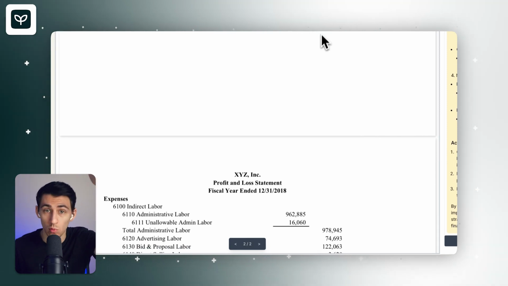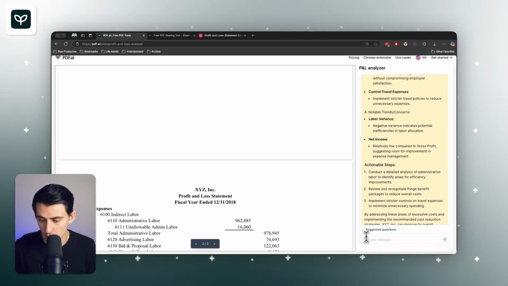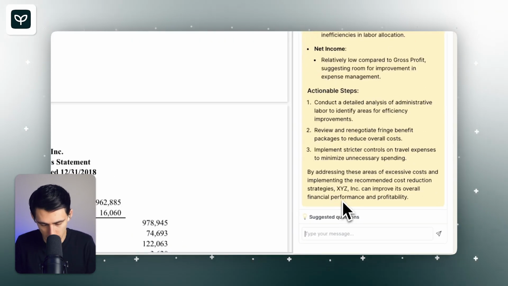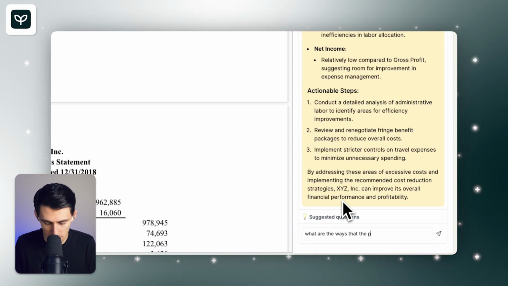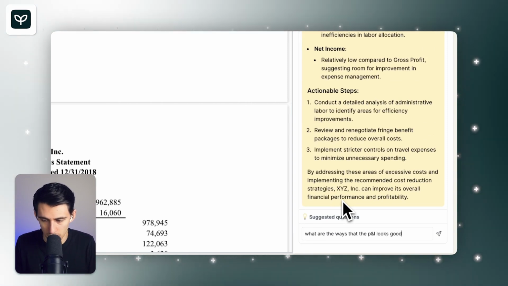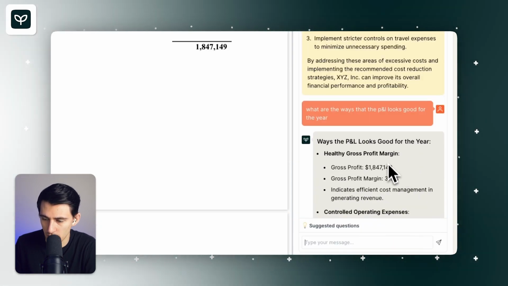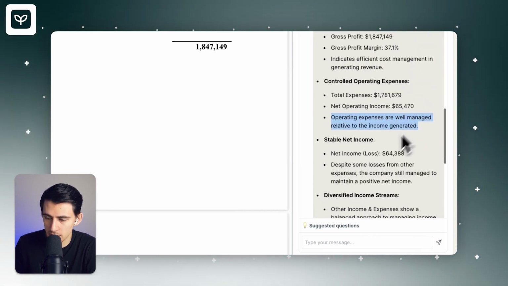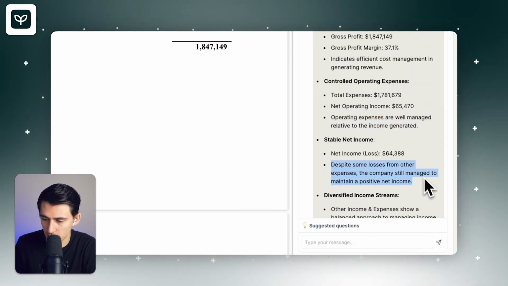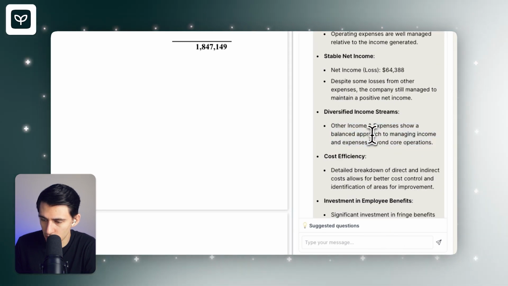And this is a great starting point, but if you are somebody who wants to take it to the next level and you want to utilize a tool that allows you to interact with this more, you can press talk to it and I can say, what are the ways that the P&L looks good for the year? Okay, so it says healthy profit margin, that's good, 37.1%. Operating expenses are well managed relative to the income. Okay, stable net income. Despite some losses from other expenses, the company still managed to maintain a positive net income. Other income and expenses show a balanced approach.